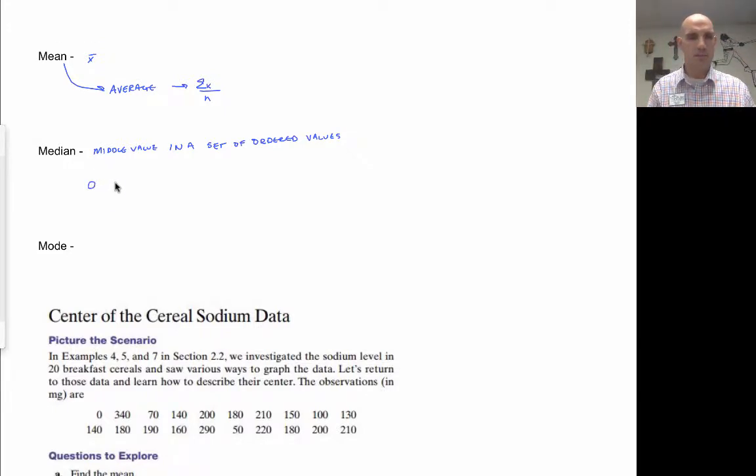Let's say I have some items here, 0, 1, 2, 3, 6. Then for my median value, you take it to the middle. The most common way that people do this is to cross out one from each side. And so this is my median.